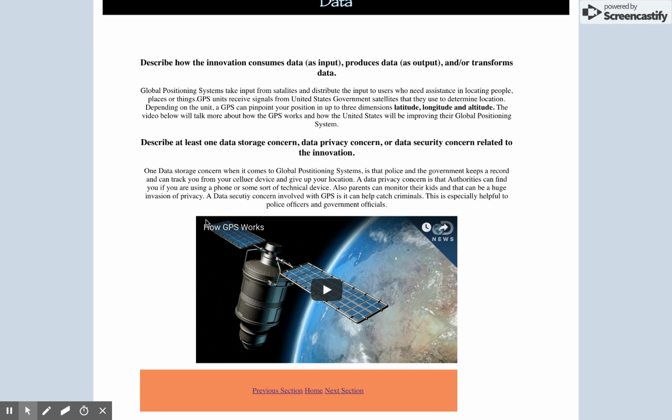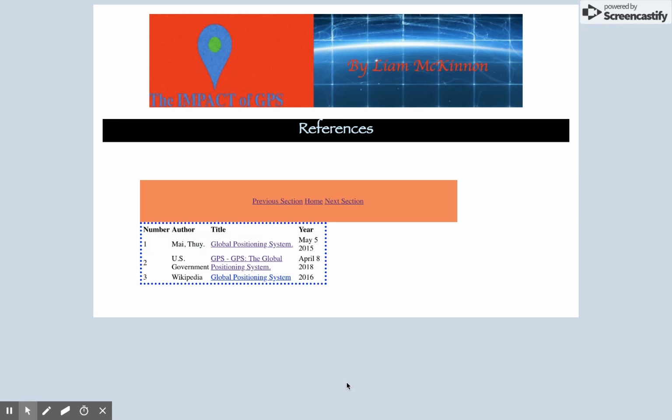A data security concern involved with GPS is it can help catch criminals. This is especially helpful for police officers and government officials. So a GPS just aids kind of police in catching criminals. And here's my reference page.